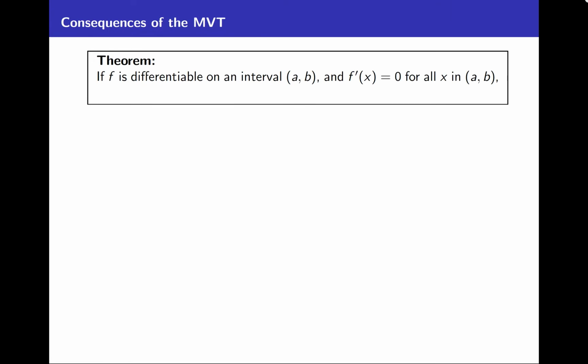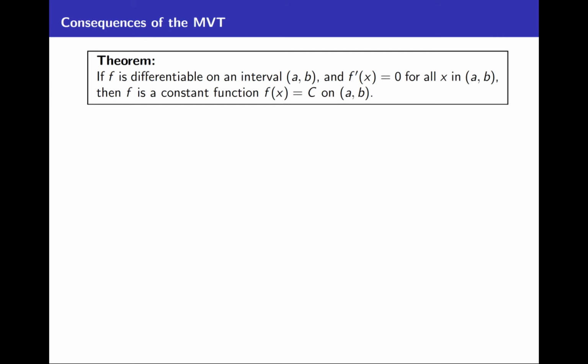Let's move on to some consequences of the mean value theorem. First of all, there's a theorem that asserts that if f is differentiable on an open interval from a to b and f prime of x equals 0 for all x in the interval from a to b, then f has to be a constant function of the form f of x equals c. This theorem should be pretty intuitively obvious to you.